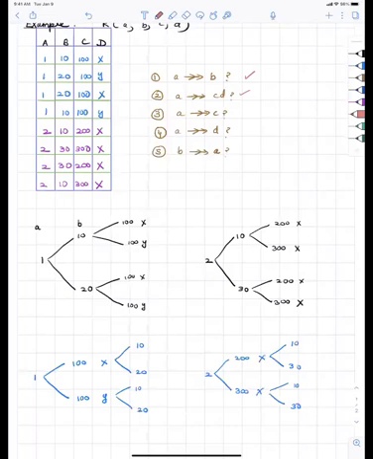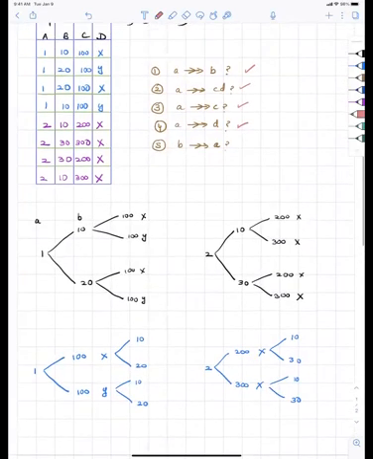And similarly you can look at all the others. Does A multi-value determine C? Yes. Does A multi-value determine D? And you can check this out. It will multi-value determine D. So all of these work, they do multi-value determine.